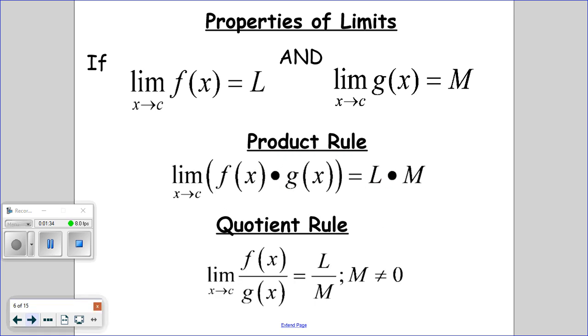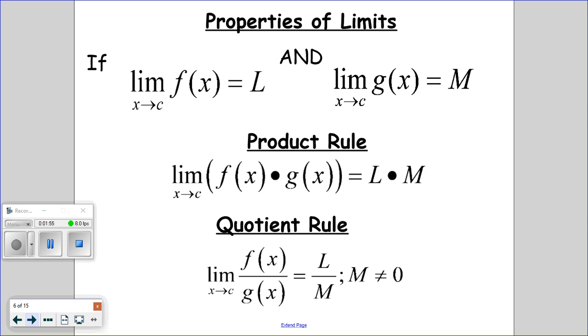Similarly, when we get to product and quotient, multiplication and division, same information at the top. I can then do the limit of each function individually and multiply the results for a product rule. I can do the limit of each function individually and divide the results or the answers for the quotient rule.